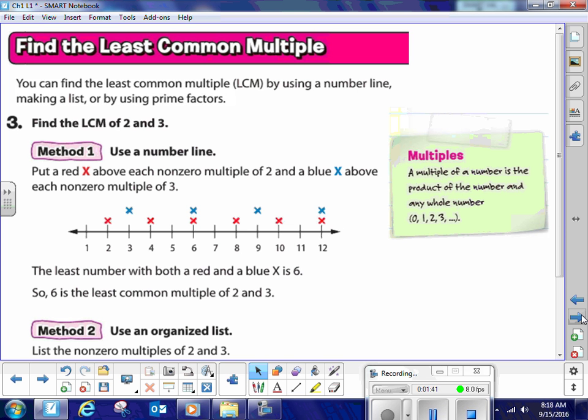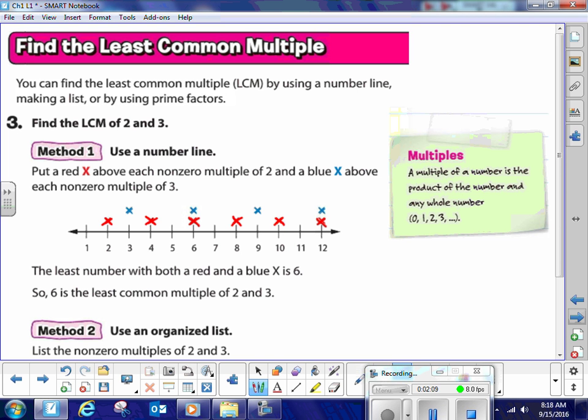Draw your number line out, right? That's what they did first. And then they put red X's on 2's, every multiple of 2: 2, 4, 6, 8, 10, 12. If you happen to not know your multiples of 2, just start at 2 and count every 2. 1, 2 is 4. 1, 2 is 6. 1, 2 from 6 is 8. So on and so forth. So it doesn't take much to work with this.